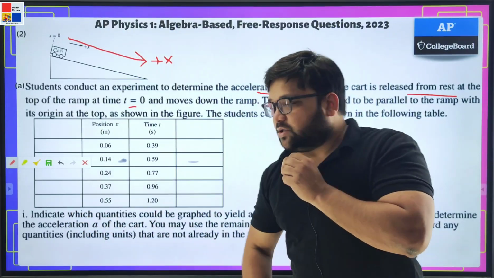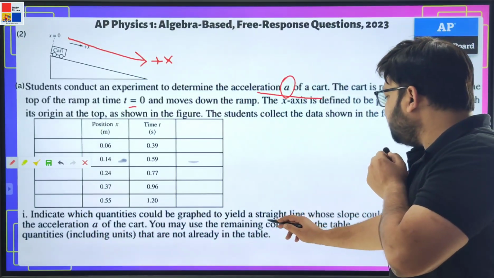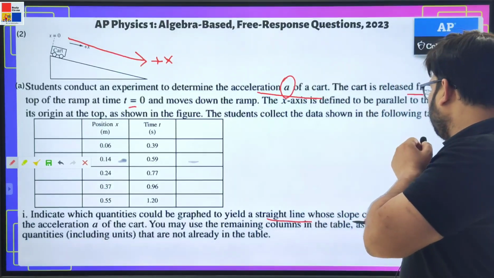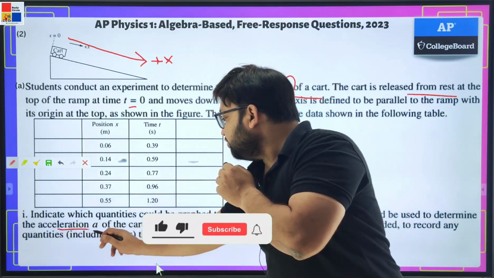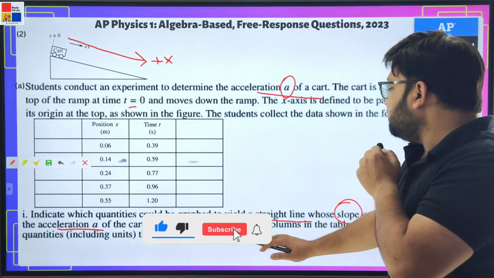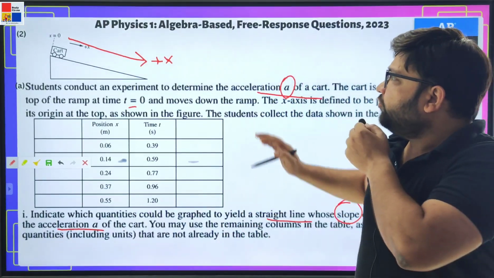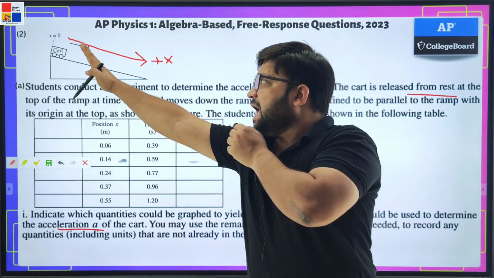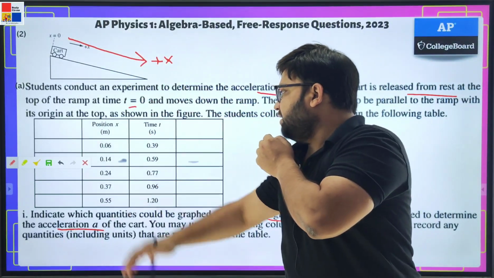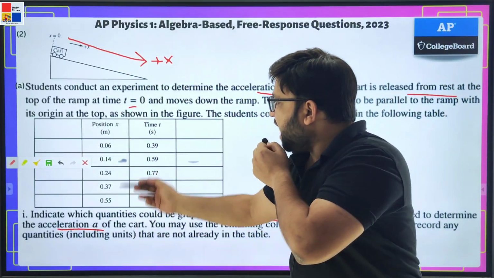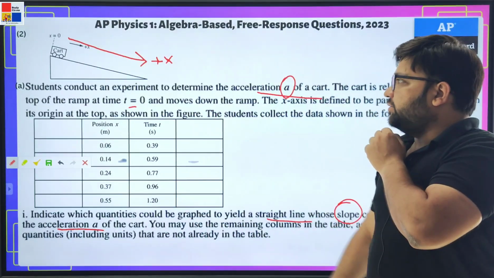Now the question says, indicate which quantities could be graphed to yield a straight line whose slope could be used to determine the acceleration a of the cart. You may use the remaining columns in the table to record the quantities. We have to find the acceleration of the cart down this inclined plane. The position and the time data has been given. So what else do I need here?